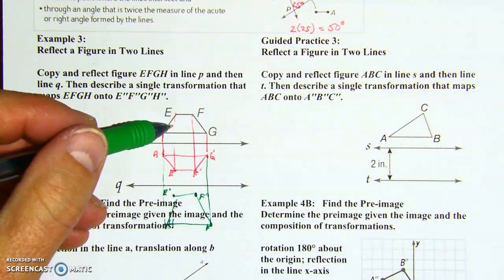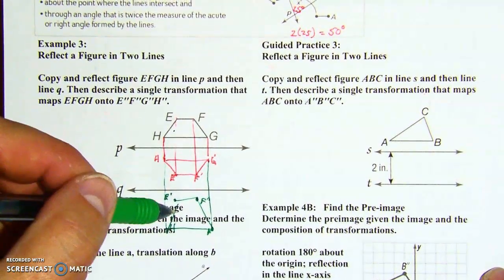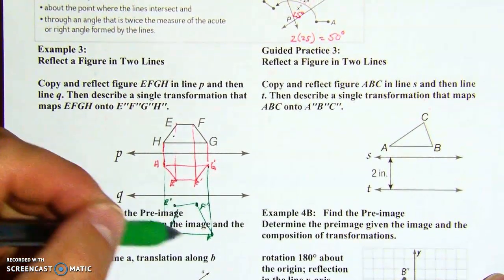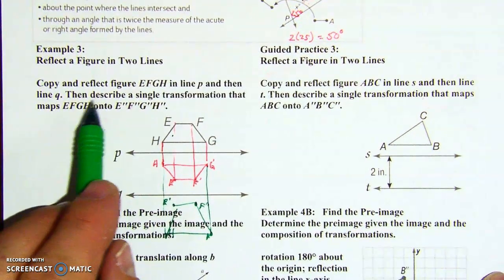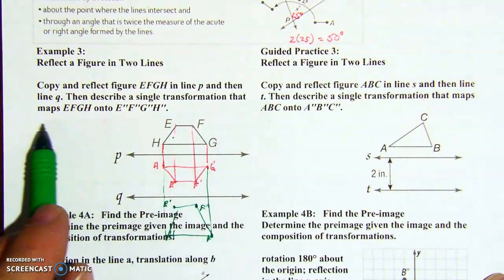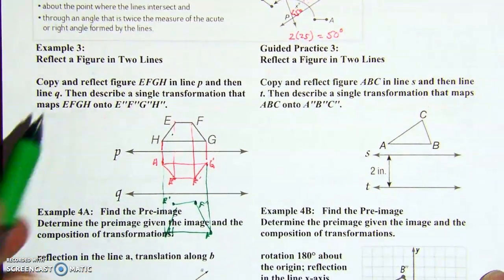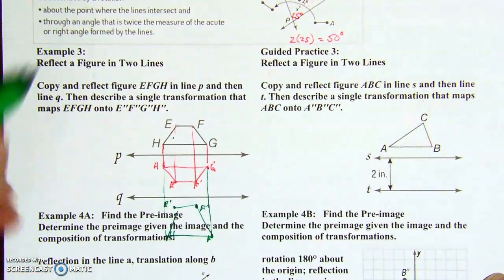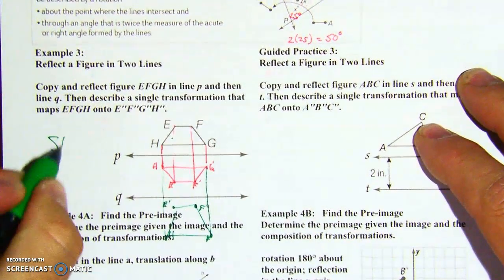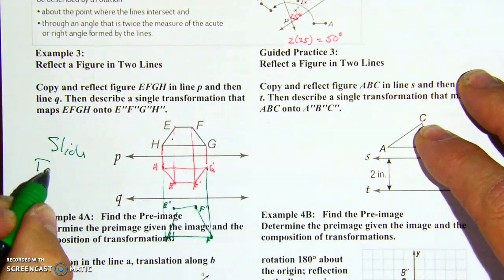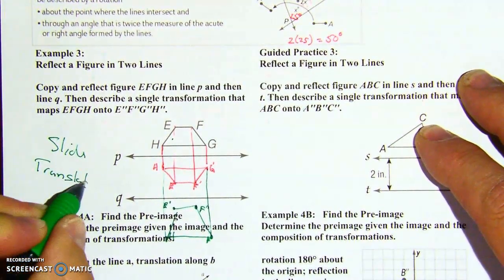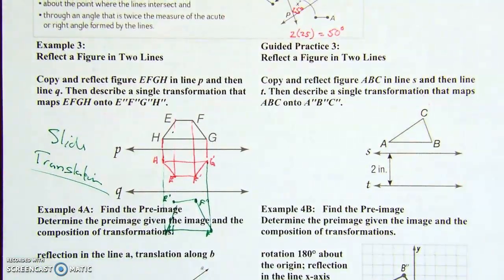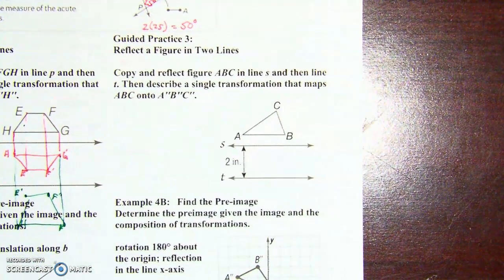Again, if I were to take this image and reflect it across two parallel lines, describe the single transformation that maps from here to here. And we talked about that up here, and what did we say it was? It is a what? Slide or a translation. Okay.